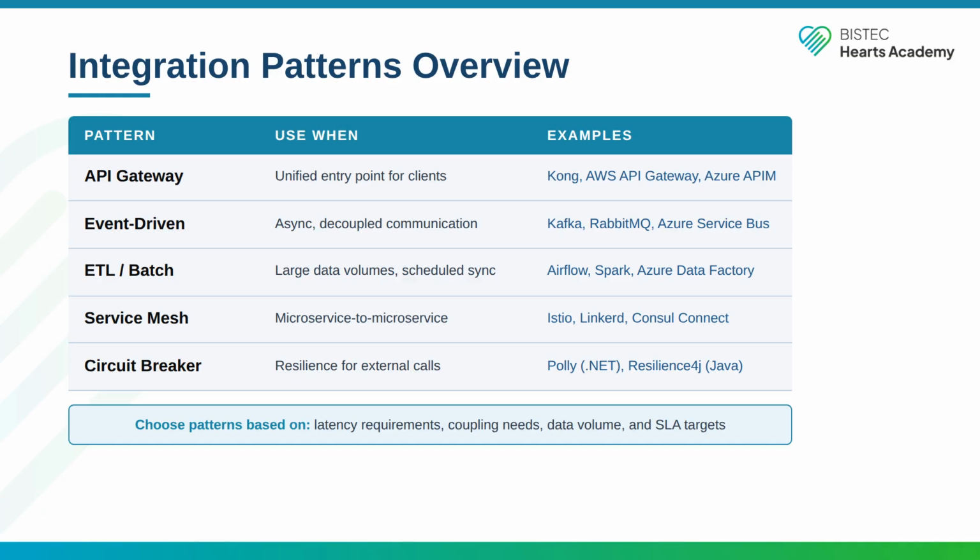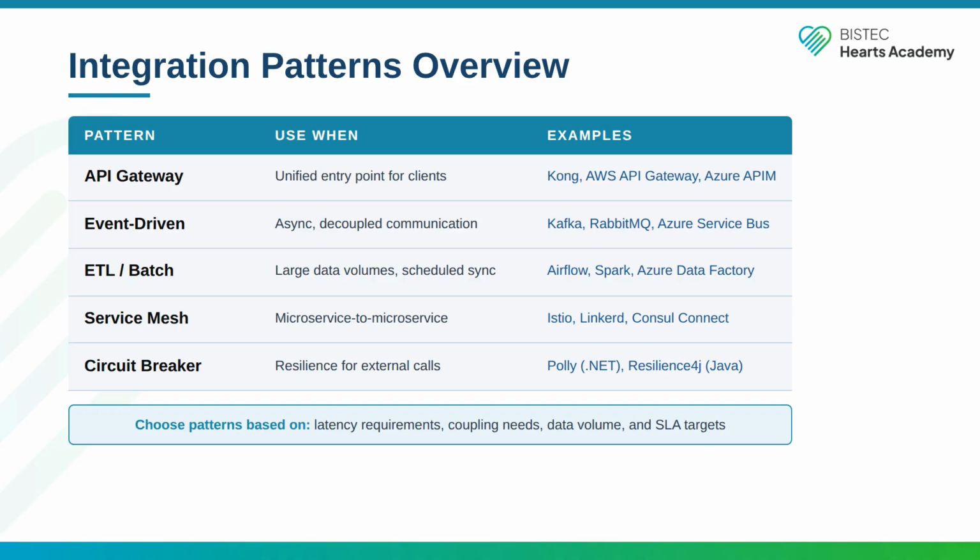Fifth, circuit breaker. When an external system is failing, stop calling it. A circuit breaker tracks failure rates. After n failures, it opens. All subsequent requests immediately return an error or a fallback without attempting the call. After a timeout, it half opens. One request goes through as a probe. If it succeeds, the circuit closes.